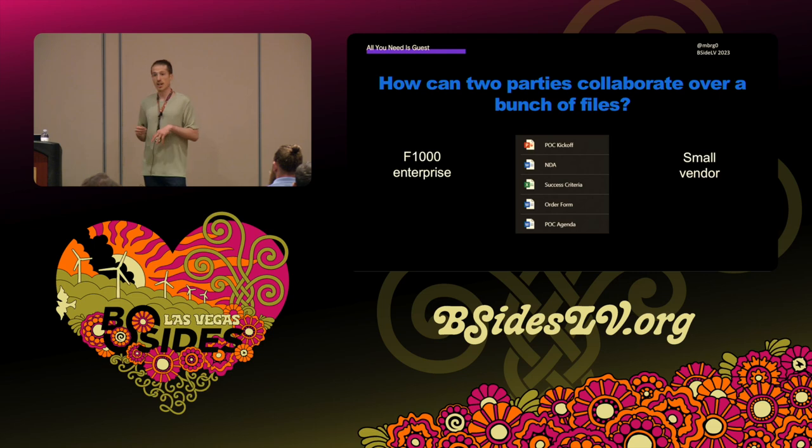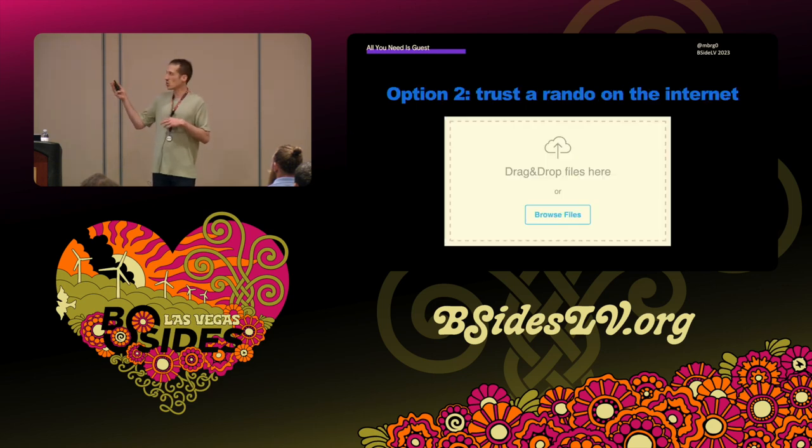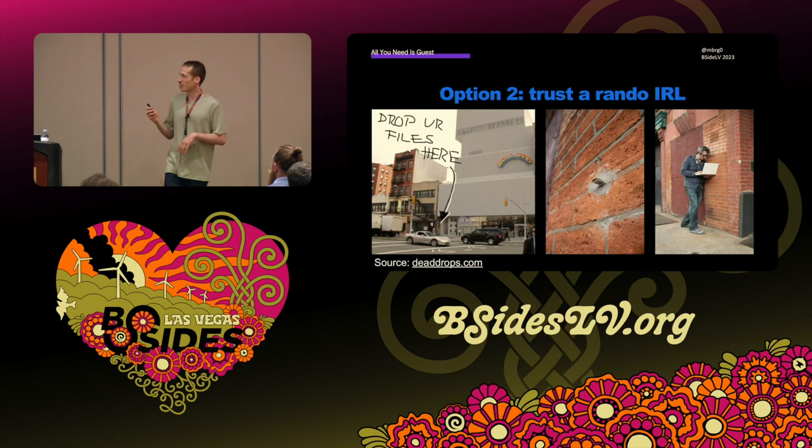One thing you can do, which is pretty obvious, is just share those files over email. It's kind of funny, but we've all done that. You can also just trust a random website on the internet, which is also something that we've all done. I've found out that you can also do this in real life. There are USB ports all around the world. You can just plug in your computer and drop whatever you'd like. That's a real thing. Check out the website, it's really cool.